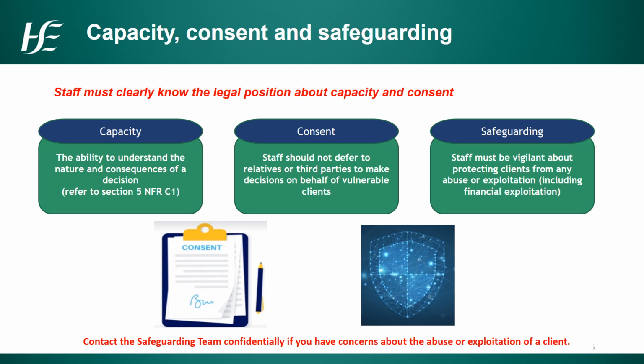When we speak about financial or material abuse, we refer to things like theft, fraud and exploitation. It includes pressure in connection with wills, property or inheritance and financial transactions. It also includes the misuse or deliberate and illegal use of property, possessions and benefits. So if you do have concerns about abuse or exploitation of a client, you can contact the safeguarding team confidentially, and you can get more information on safeguarding on the HSE website.